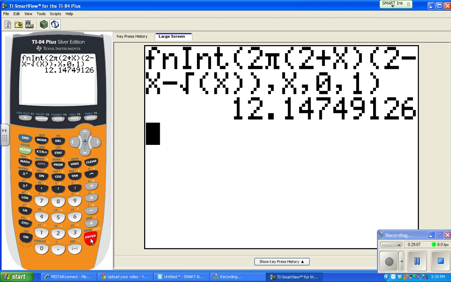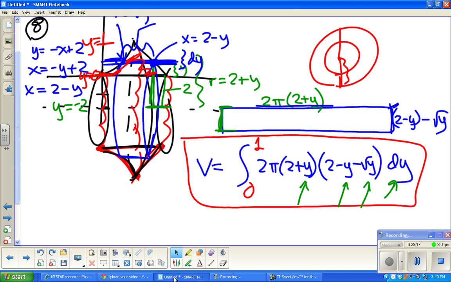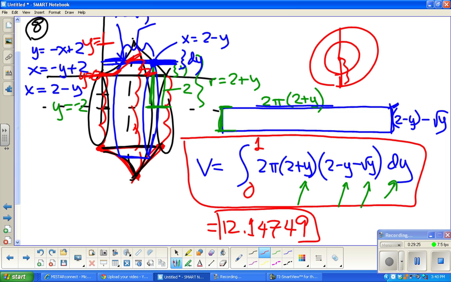It's got to work. So 12.147 something. Okay, so 12.14749. That's with pi and everything all in there. And that was shell method.